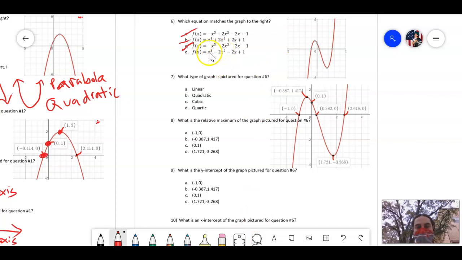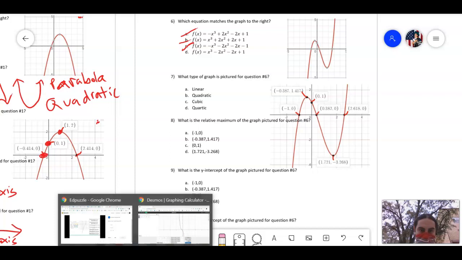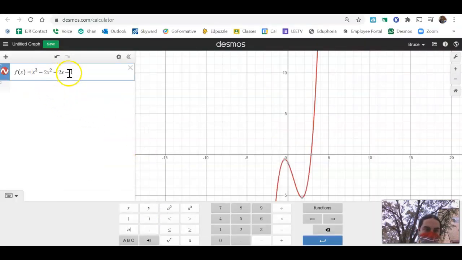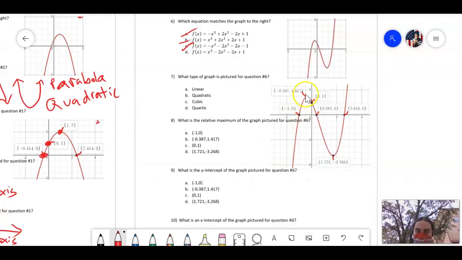D has the first term and the last term are positive, same coefficients. So this one's positive, and this should be a plus 1. Okay, now you tell me, see that right there? Does that match that right there? The answer is yes, it does.